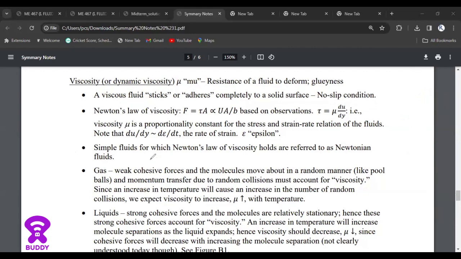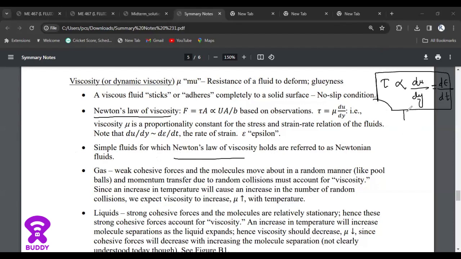Simple fluids follow Newton's law of viscosity. What is the meaning of Newton's law of viscosity? Just note down, the shear stress will be directly proportional to velocity gradient or rate of strain. The shear stress is directly proportional to velocity gradient. This du by dy will also be equal to d epsilon by dt. This law is called Newton's law of viscosity. In short, I am writing NLV. Please note down NLV.